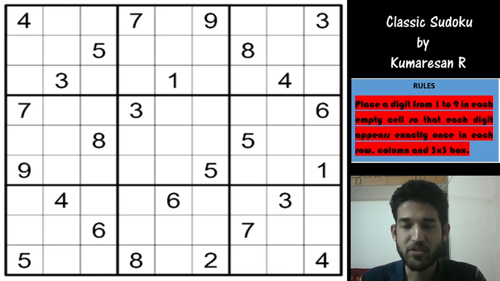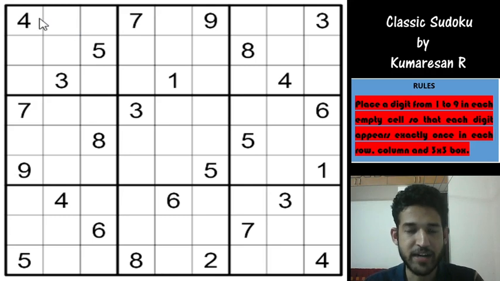The link to try this Sudoku out yourself is given in the description of the video. Do try it out and come back and watch the video. The rules are standard. Each row, column and 3 by 3 box will have digits from 1 to 9 without any repetitions.